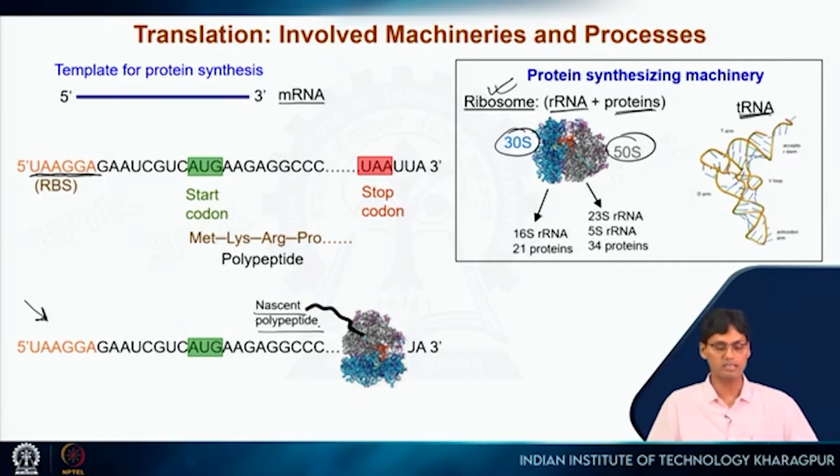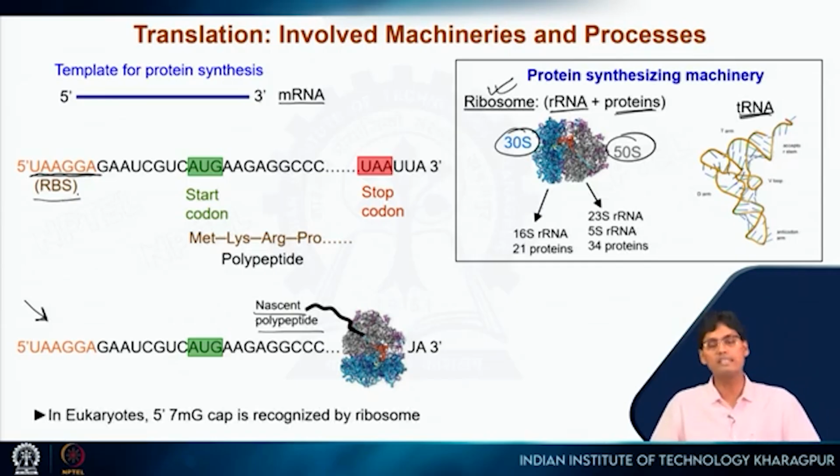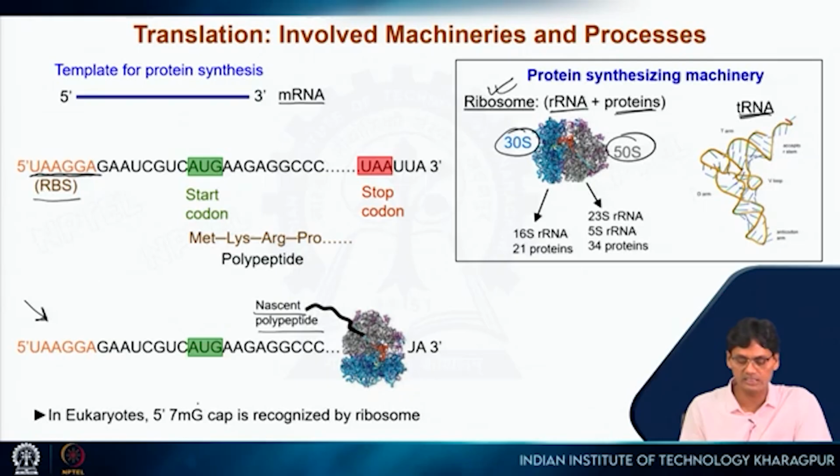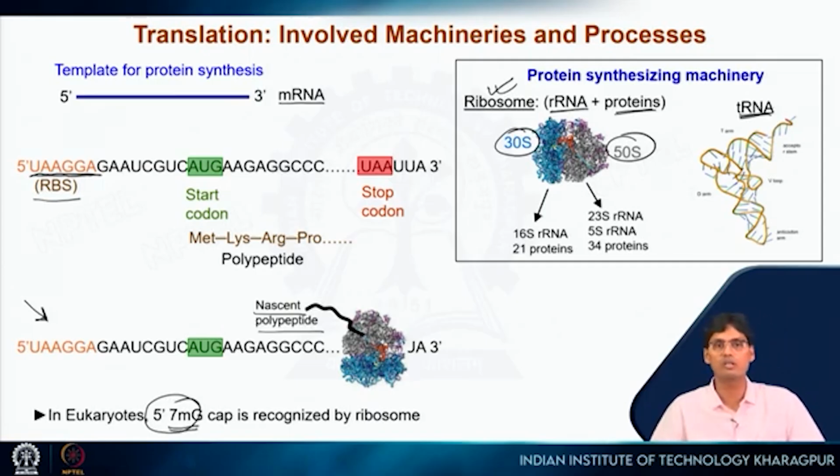So in bacterial system, I mentioned this kind of sequence present, which is called ribosome binding site. Similarly, in eukaryote, when I was discussing the processing of eukaryotic mRNA, I told that there is a special cap called 7mG cap present at the 5' end of eukaryotic mRNA. So in eukaryote, this 5' 7mG cap is recognized by ribosome, and it will help in translation.